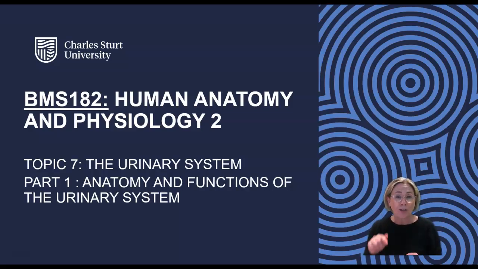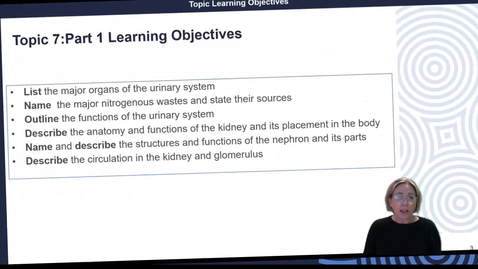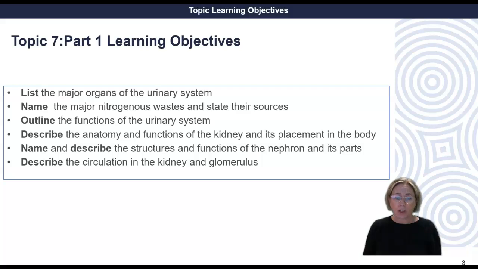They have lots of other roles to play in the body, and they are really, really important organs in maintaining homeostasis. And so by the end of this recording, you should be able to list the major organs of the urinary system, be able to name the major nitrogenous wastes and state their sources, be able to outline the functions of the urinary system, and then be able to describe the anatomy and functions of the kidneys and their placement in the body. Name and describe the structures and functions of the nephron and its parts.